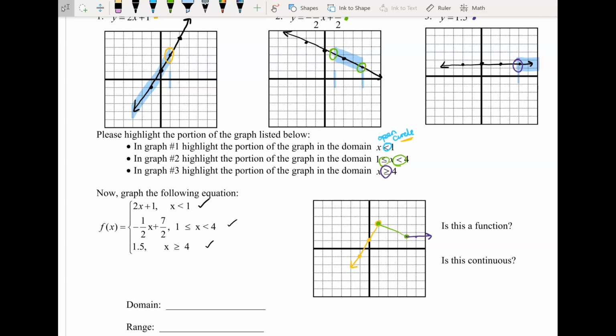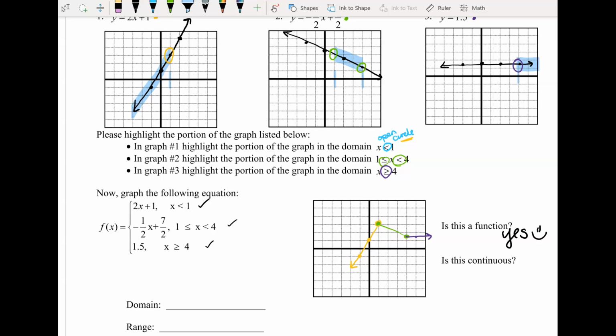So is this a function? Yes, it is. And how do we know? We know because the x values do not repeat. Now, right here and right here, yes, we have both yellow and green, both green and purple. But remember, the yellow was an open circle. The green filled it in. Therefore, it was only represented at x equals 1 one time. For x equals 4, it was only represented one time. So therefore, it is a function. The coordinates do not overlap at x equals 1 or x equals 4.